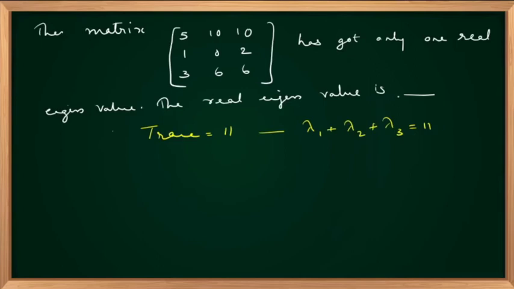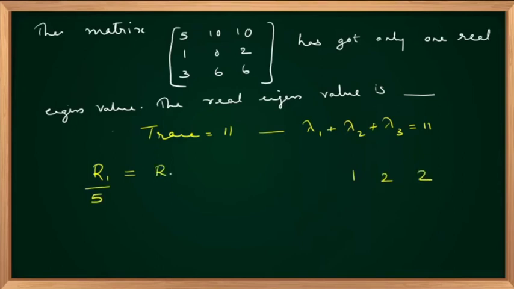The real eigenvalue, what is the real eigenvalue? That is the question. Now, the determinant will be 0, which you can directly say from this matrix, because row 1 is actually 5, 10, 10. So if I take row 1 divided by 5, that is 1, 2, 2.